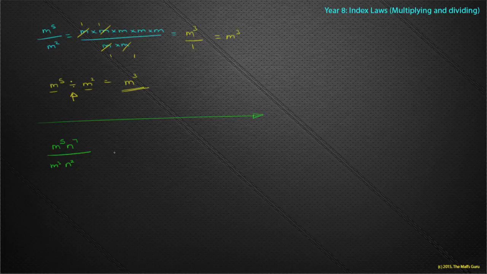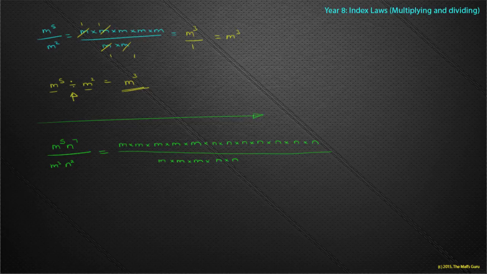Let me think. Well, we could write this longhand. So I've got m times m times m times m times m. So there's my 5 m's times n times n times n times n times n times n times n. 1, 2, 3, 4, 5, 6, 7. Perfect. So let's draw my divider line. Not very straight. Never mind. M cubed is m times m times m times n times n.